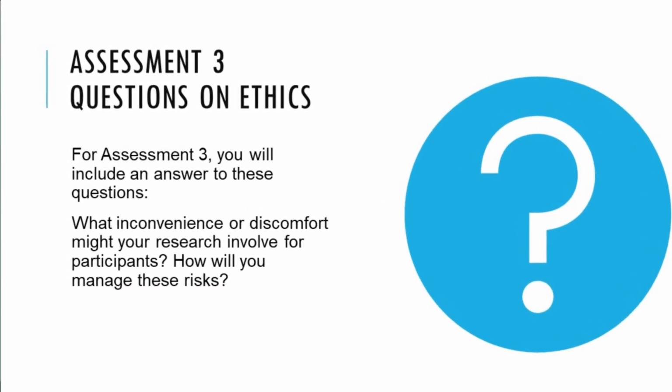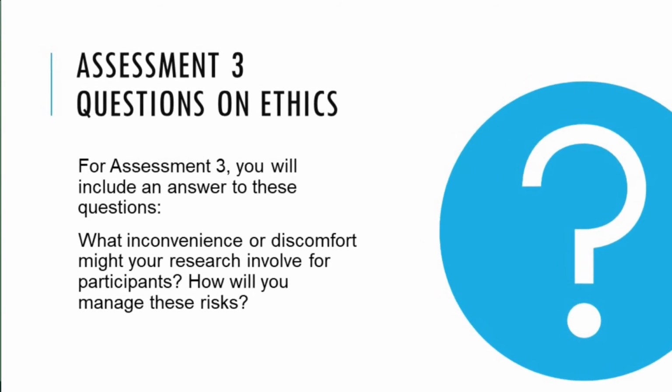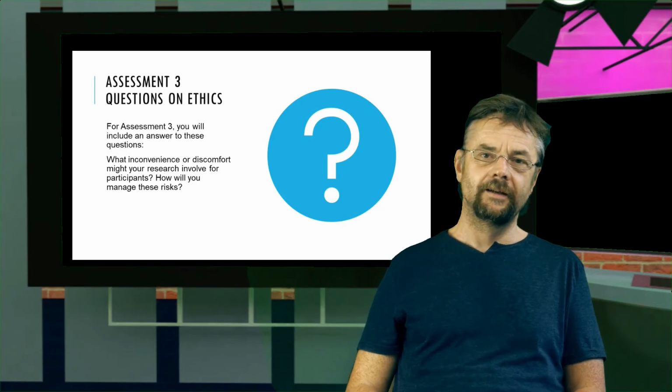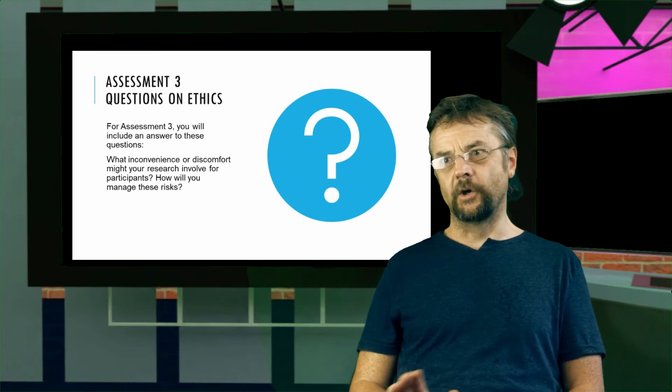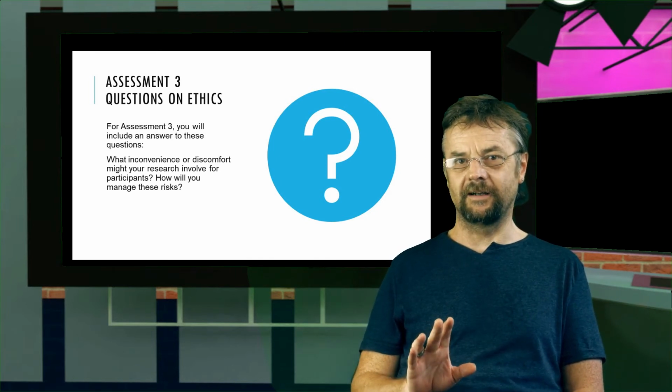Now, you need to be thinking about the low risk issues for assessment 3, where you're going to write a research proposal. Remember, you need to keep your project low risk. So you'll only be dealing with risks of inconvenience and discomfort. No harm, okay? Stay away from harm.